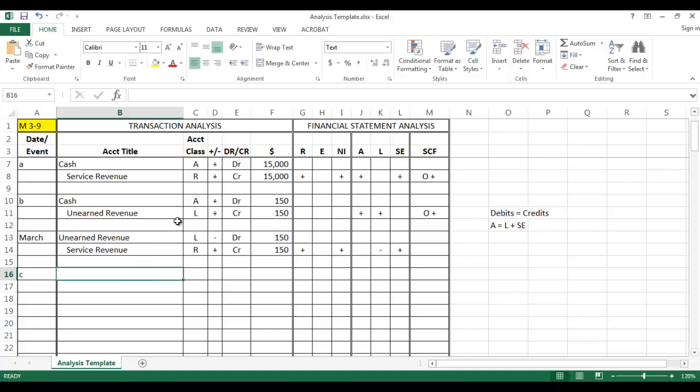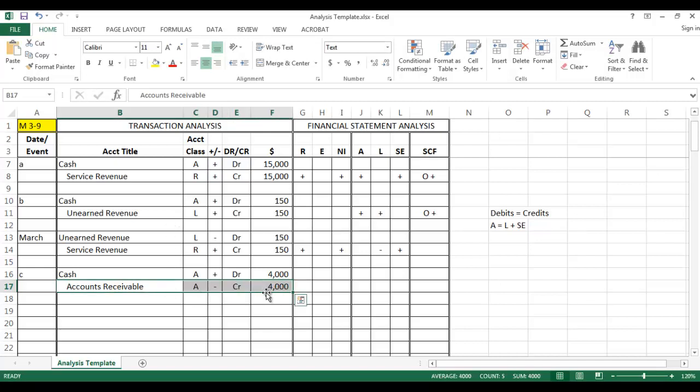Letter C states that Swing Hard received $4,000 from services provided on account to customers in January. So here we've provided services in the previous period and just had not been paid for it yet. So now we're collecting on those obligations from customers. So we're increasing our cash by $4,000. And what we need to decrease is the customer obligation to us. So accounts receivable.